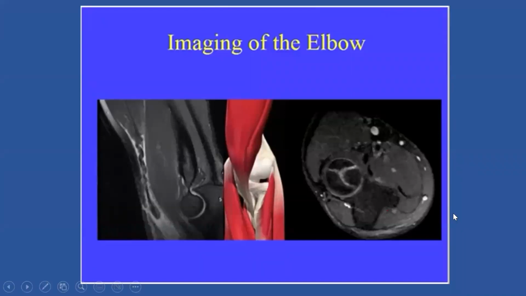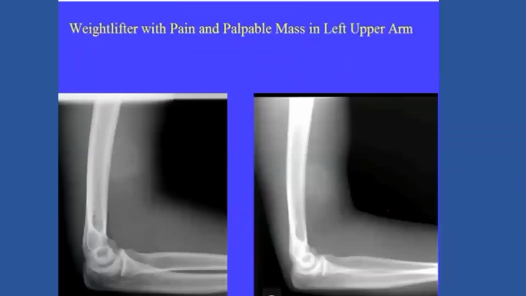Okay, let's start. We're coming to the elbow. This is a patient.